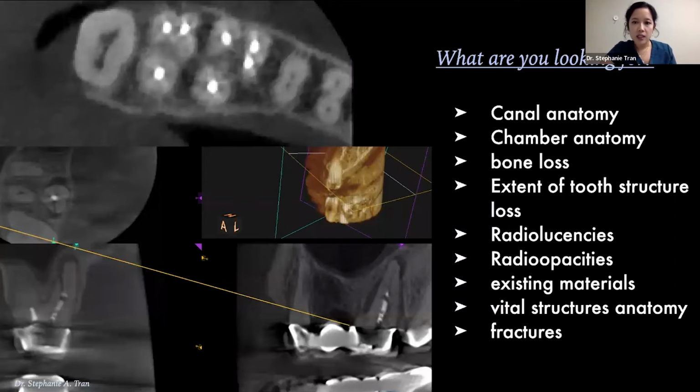So what are we looking for with a CT? It's very similar to a 2D radiograph, but with a few differences. We are going to be looking at the canal anatomy, but in this case, the 3D image will give us an idea of the exact anatomy, shape, and size because we're seeing it in three dimensions. It'll tell us even more information about the pulp chamber. It'll give us a lot of important information about bone loss around the tooth, where exactly it is located, and the extent of it. We're going to be looking at radiopacities and lucencies, what the existing root canal filling materials look like, and very importantly, what vital structures look like, and additional information like that.